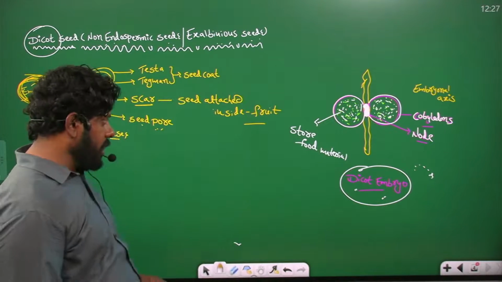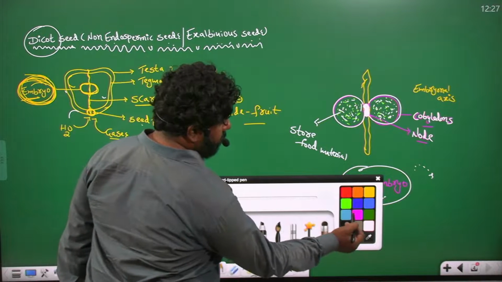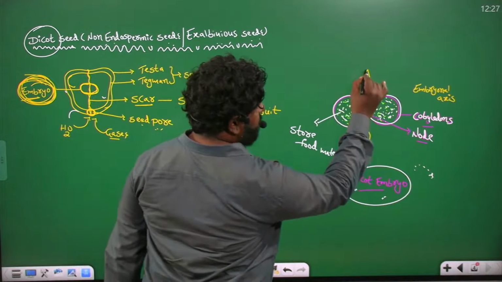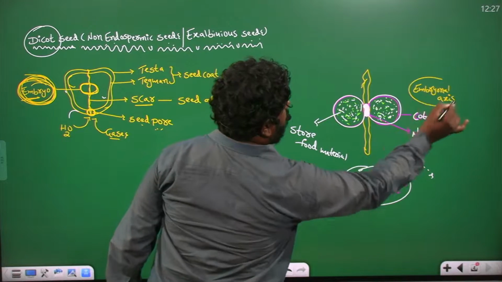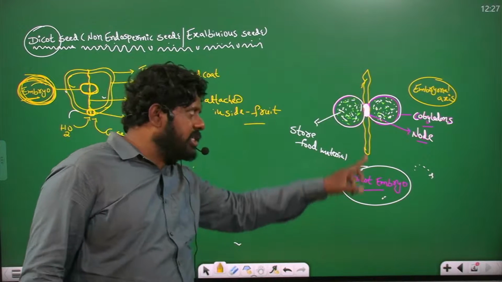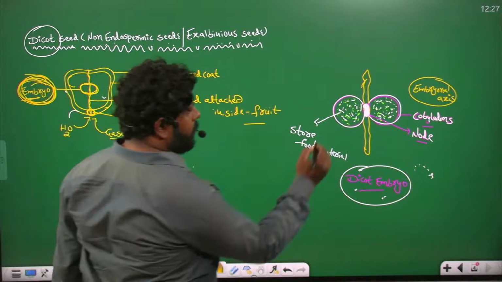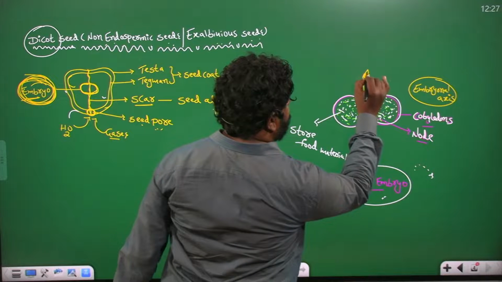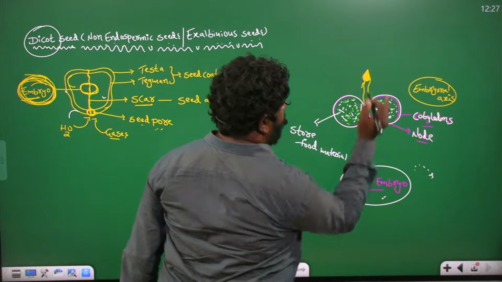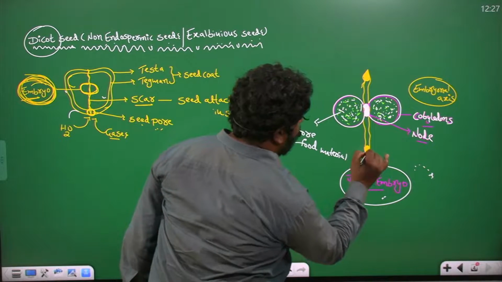And one important point, listen carefully. See, this longitudinal axis is called what? Embryonal axis. This longitudinal axis is called the embryonal axis, we know. See, imagine this is the upper tip of the embryonal axis, and this is the lower tip of the embryonal axis.